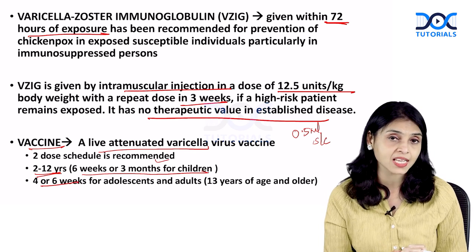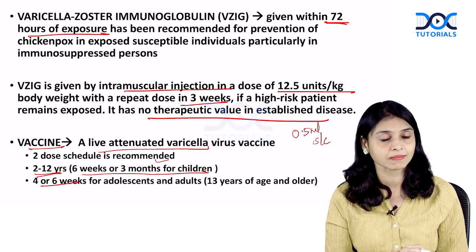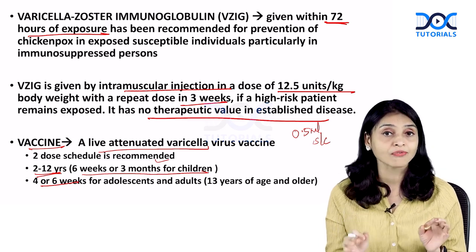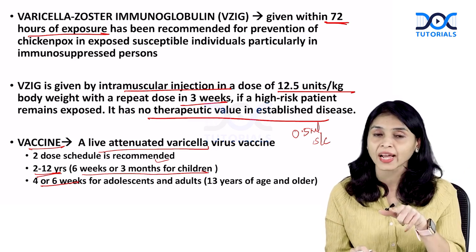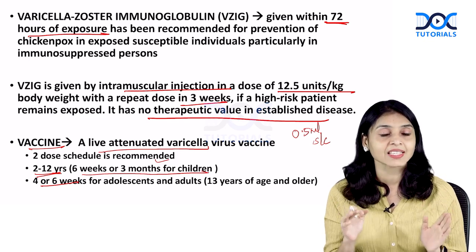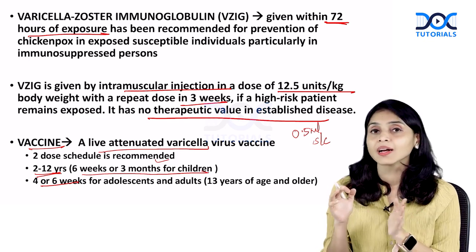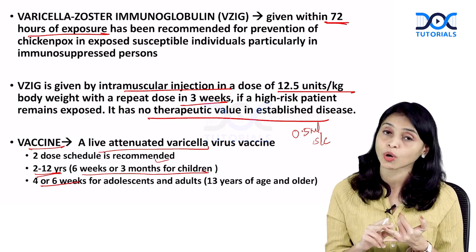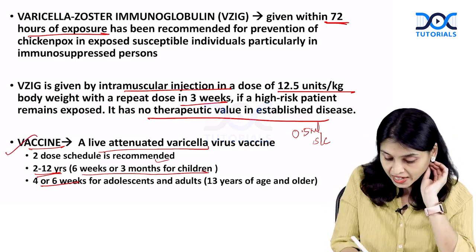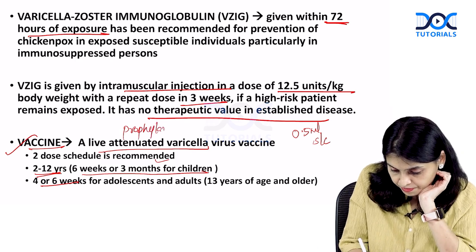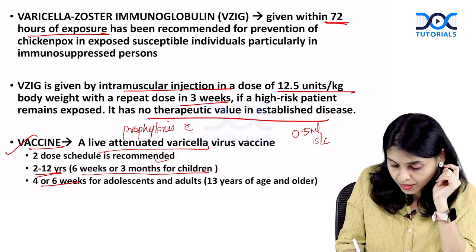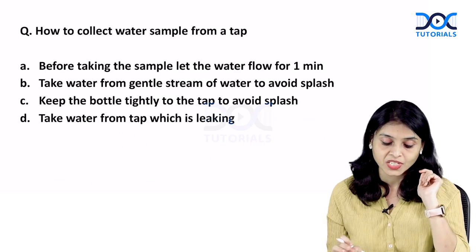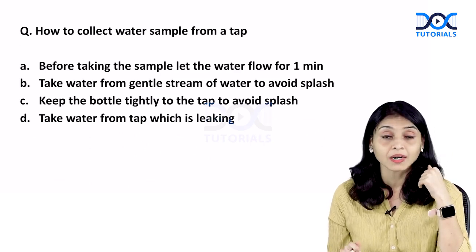Now let me ask you one question. Is there any role for vaccine in prophylaxis? Yes. It is also said that if you can give this vaccine within 72 hours of the first exposure to contacts, this can act as a prophylaxis, or this can prevent varicella or chickenpox to a certain extent. So, it is not just immunoglobulin, but you can also give vaccine for prophylaxis within 72 hours.